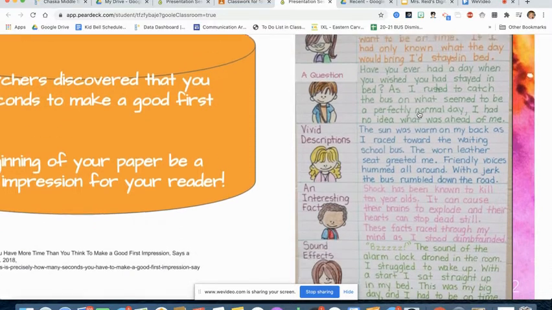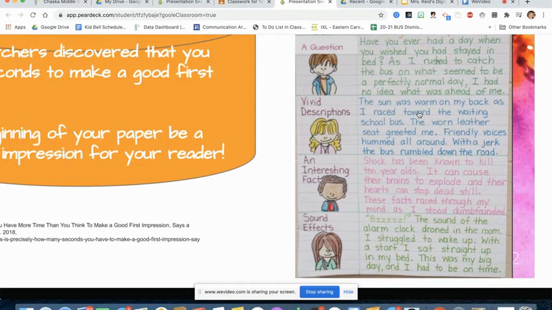An interesting fact. Shock has been known to kill 10-year-olds. Now, obviously, that's a hyperbole. It can cause their brains to explode and their hearts can stop dead still. These facts raced through my mind as I stood dumbfounded. Again, she starts with a hyperbole, calls it an interesting fact, which it's not actually, but that's kind of a fun way to start a story as well.